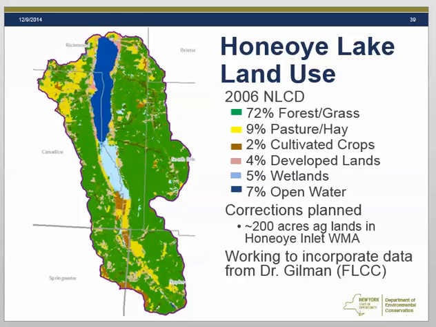At the south end of the lake is the New York State Honeoye Inlet Wildlife Management Area. There's about 200 acres of land showing up as agricultural within the management unit. We're working with our Region 8 staff to figure out how better to reclassify these lands. We're also working to incorporate the data from Professor Gilman of the Finger Lakes Community College, who's done a detailed survey of the land use in the watershed.